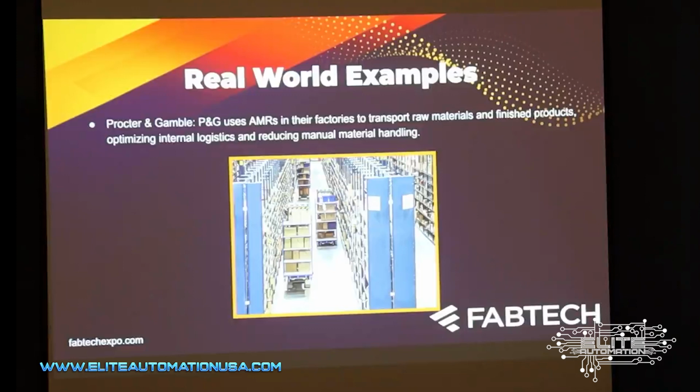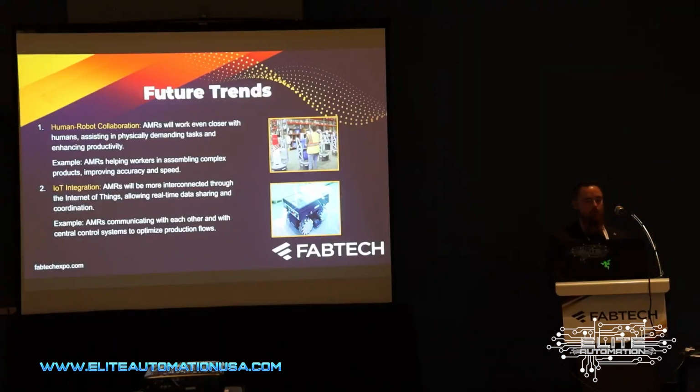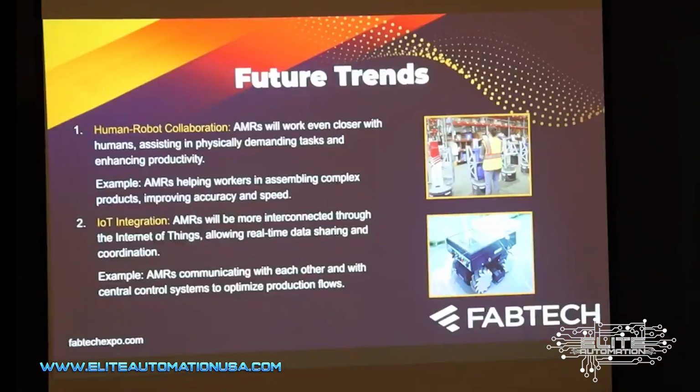Procter & Gamble, P&G, uses AMRs in their facilities for raw materials and finished products. Future trends: I think we'll start to see a lot more AMRs being deployed in a collaborative space. As you can see in this image, a fulfillment individual is filling a bin for final fulfillment, and instead of the human operator having to run around and find all these different parts and scan them in, the AMR is now able to find the product for them, bring it to them, and they can just load in one station.